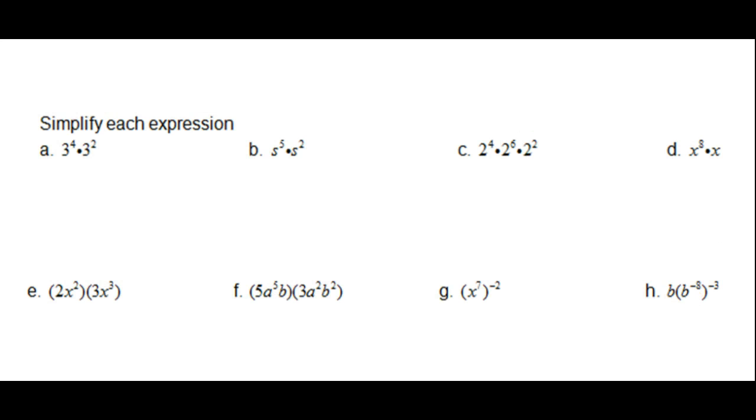So try these example questions. Try these using the rules that we already had: zero, negative, and multiplying exponents. Again, there will be a link explaining how to do all of these, so please try it on your own. Just try it, see if you get it right. If you don't, that's fine. Just correct your mistakes. All right.